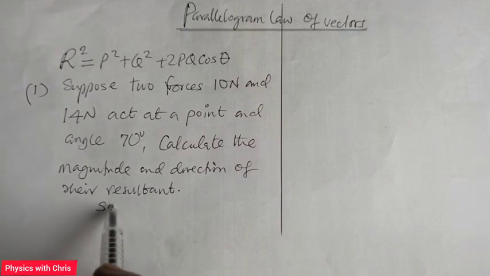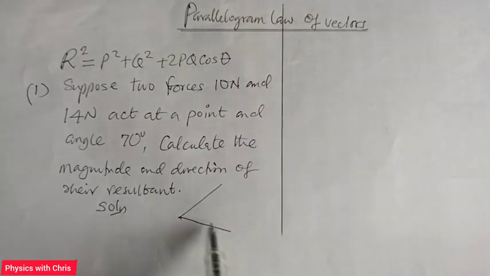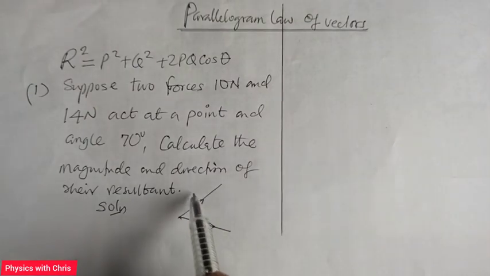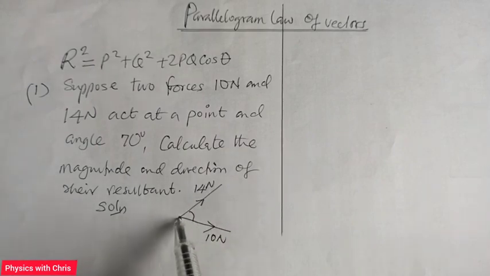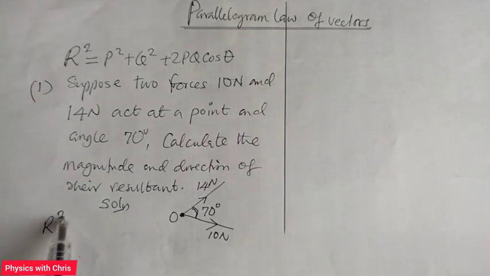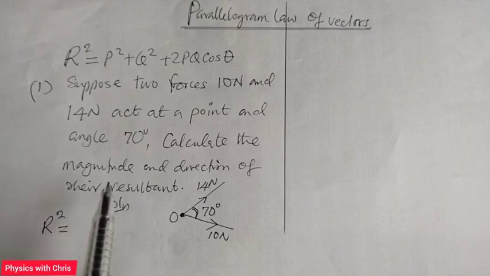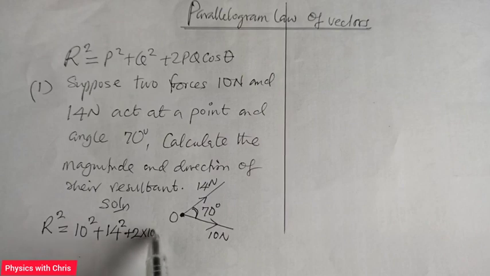So I'll come back to this equation. But first, let me do a quick sketch. This is how the two vectors are acting. This is my 14 Newton force and this is my 10 Newton force. They are both acting at point O, and this is the angle of 70 degrees between the two vectors. So from the equation, r squared equals 10 squared plus 14 squared plus 2 times 10 times 14 cos 70.